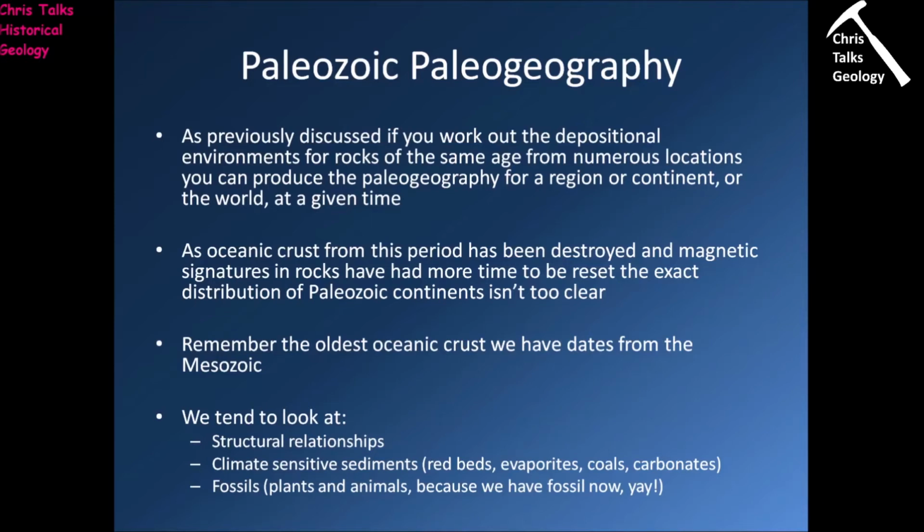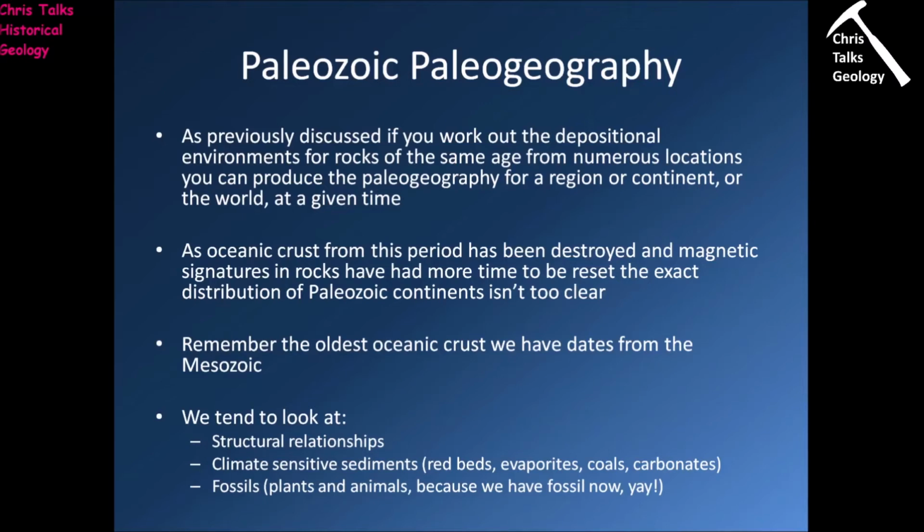So we can't move the continents backwards using that technique. The other issue is that a lot of the rocks from the Paleozoic that have paleomagnetic signatures have been around for a while, in some cases in excess of 500 million years. That unfortunately means there's been a lot of time for these magnetic signatures to be reset. Once they've been reset, any data we get from that rock will not represent the original data. So the question then becomes: how do we gauge where the continents were located during the Paleozoic?